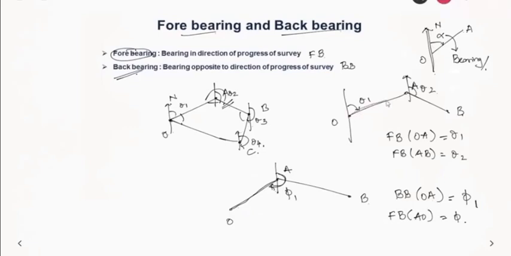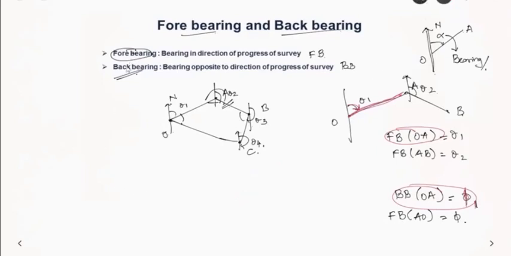Let us just consider OA alone. So if you want to know the forebearing of OA in the direction of progress of survey, you are measuring this angle. So that is forebearing. And if you want to know the back bearing of OA, you have to measure the bearing opposite to the direction of survey. So that is from this point. So that is phi 1. So that is back bearing. So these are in whole circle bearing terms. It is always best to convert them into whole circle bearing terms when you are solving questions.